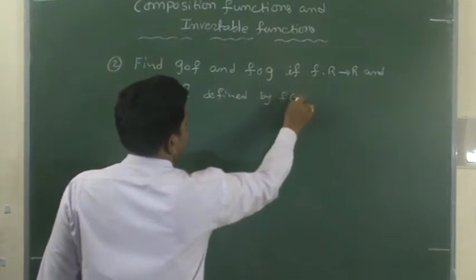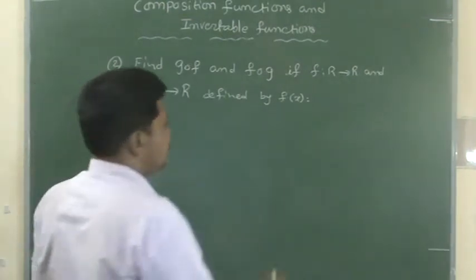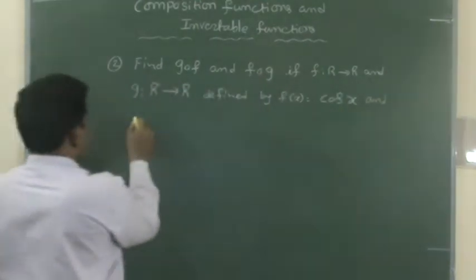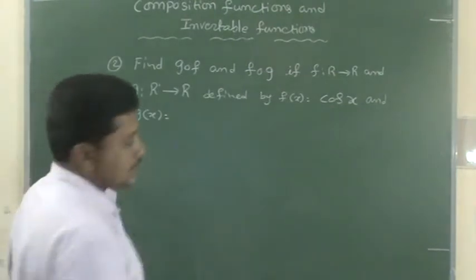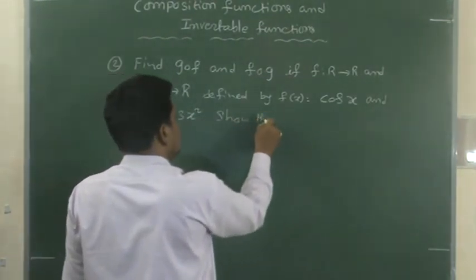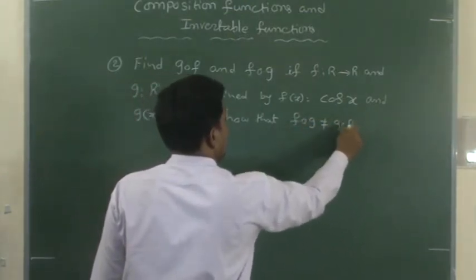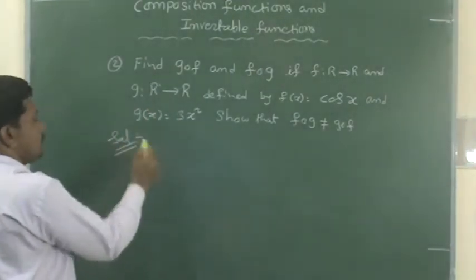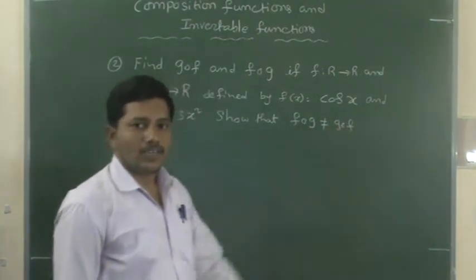what is the definition? f of x is equal to cos x and g of x is equal to 3x square. Show that f circle g is not equal to g circle f of x. No problem. Right. That means it can be written f circle g of x, g circle f of x. Okay, that is a representation.